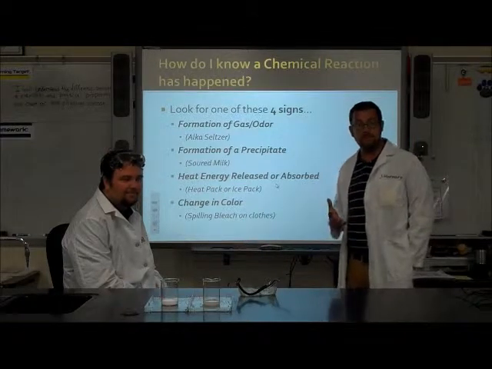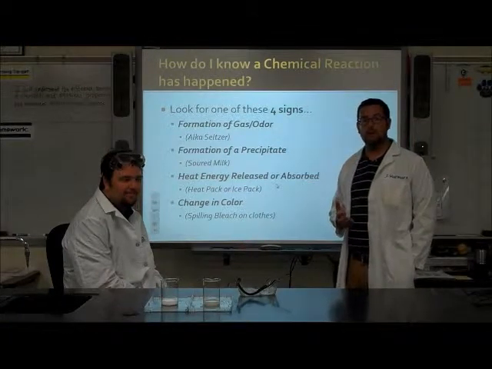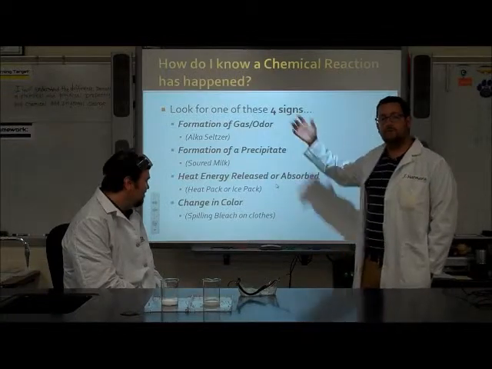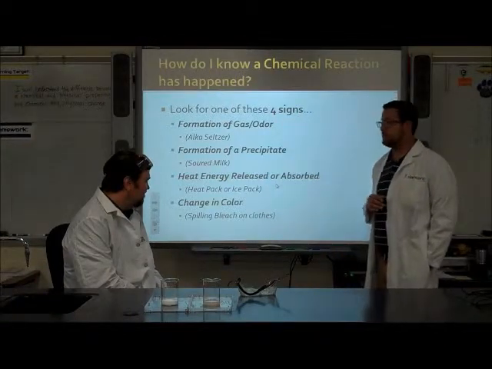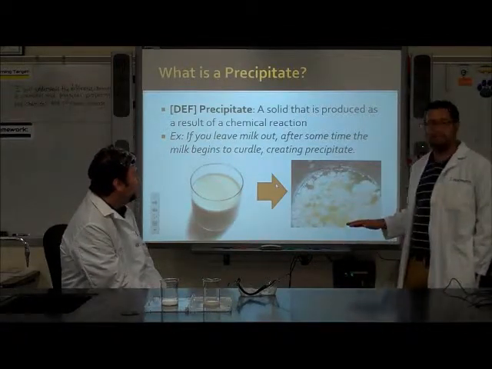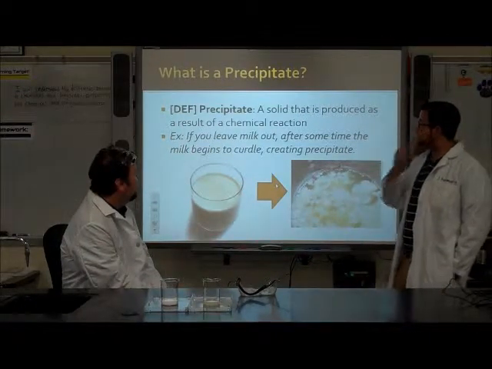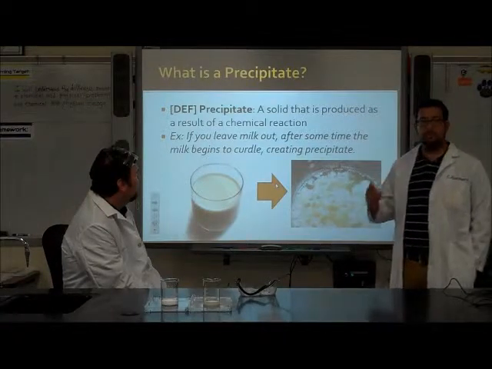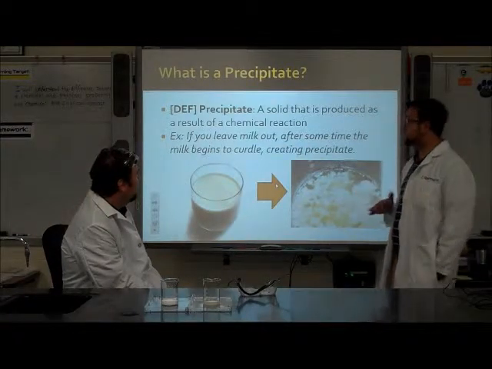So an unexpected color change would be an example of a change in color for our chemical reaction. We were talking about the precipitate before, so we want to show you a visual example of a precipitate. Alright, so again, a precipitate's a solid that forms during a chemical reaction that wasn't there before.